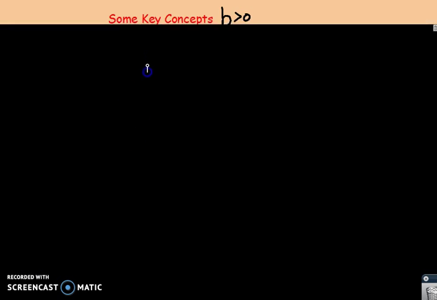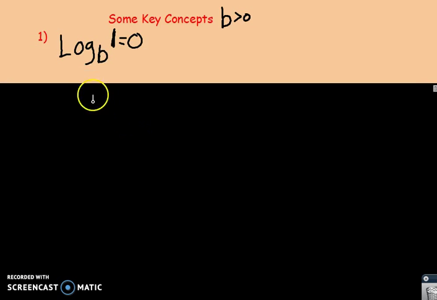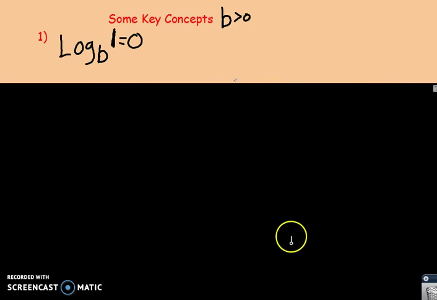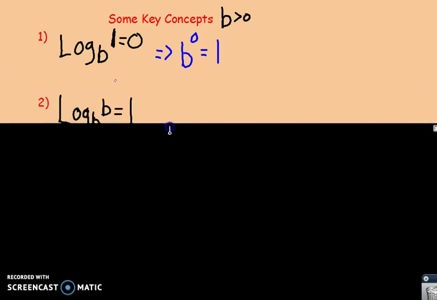Alright, some key important concepts here. The log base b of 1 equals 0. Why is that, you might ask? And remember, b must be greater than 0 here, just like the base of my exponential function. Why? Turn this into an exponential. b to the 0. What's anything to the 0 power? 1. So you see how we took a known property, anything to the 0 power is 1, and I wrote the log equivalent of it. That's all these are, folks.